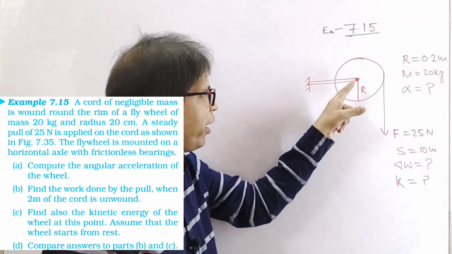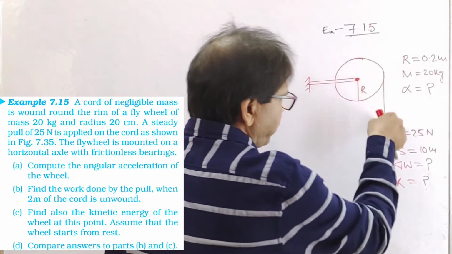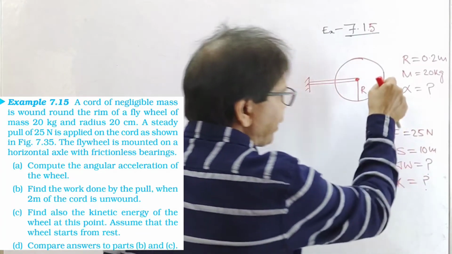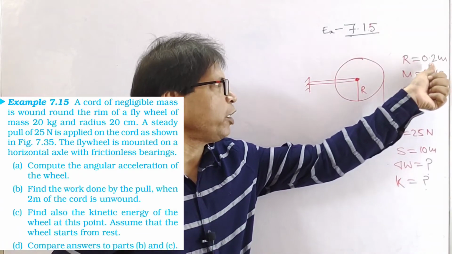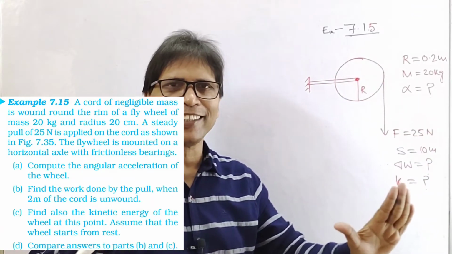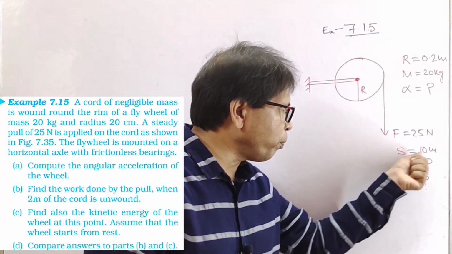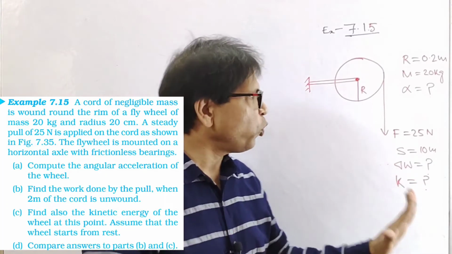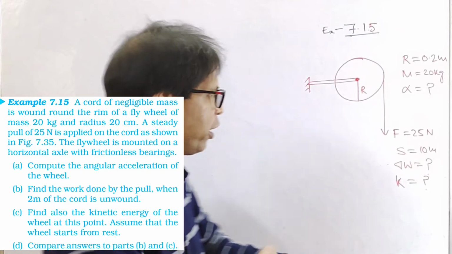Now next. This is a flywheel. It is mounted on a horizontal axis. A cord is wound on it and a force equal to 25 newton is acting on it. The mass of the flywheel is 20 kg and the radius is 0.2 meter. We have to calculate angular acceleration, the work done for pulling the rope by 10 meter, and the increase of kinetic energy. To calculate the acceleration, we have to use the torque equation.